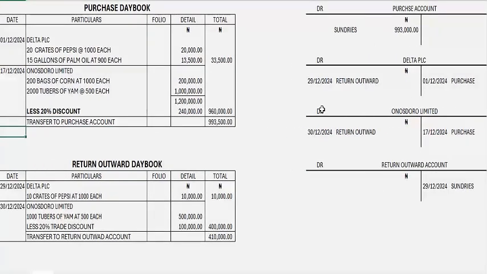So to the return outward account, we are going to transfer 410,000 to the return outward account. Why are we transferring this amount? Because which part of the account are we going to debit, return outward account or credit return outward account? Going by the principle, credit the giver and debit the receiver. Now we are giving out. If we are giving out, somebody is going to receive it. If we give out, the supplier is going to receive the goods. So now the return outward account is going to have a credit balance because we are giving out.